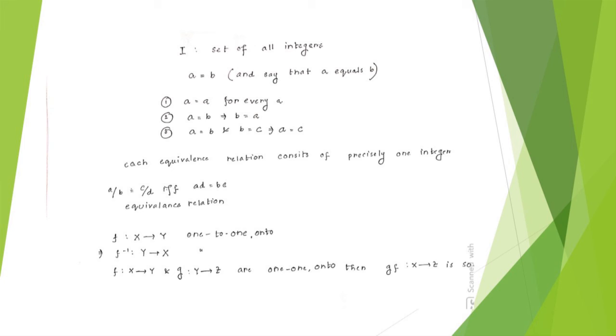You can readily verify that this relation is an equivalence relation in the set of fractions, and it's very obvious. You can easily do it yourself. And an equivalence set of fractions is what we call a rational number.